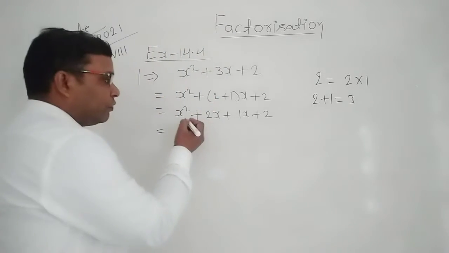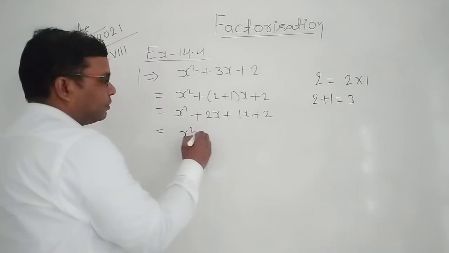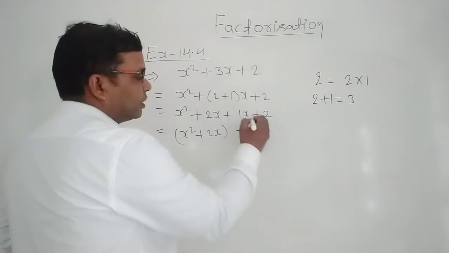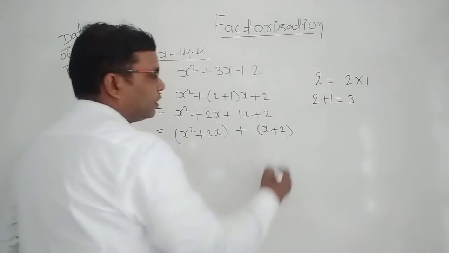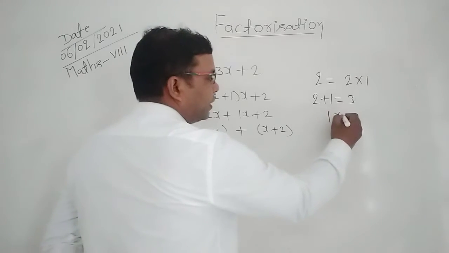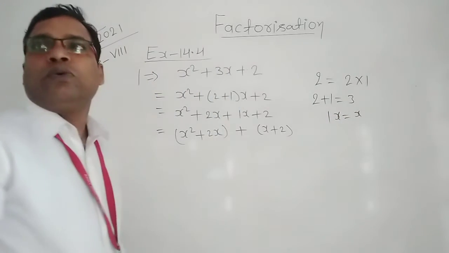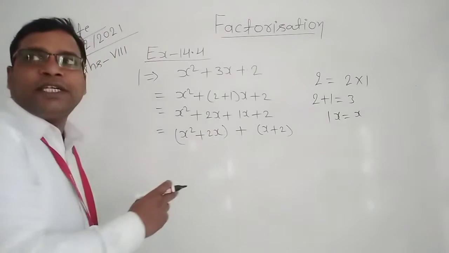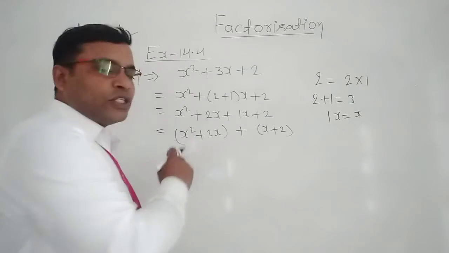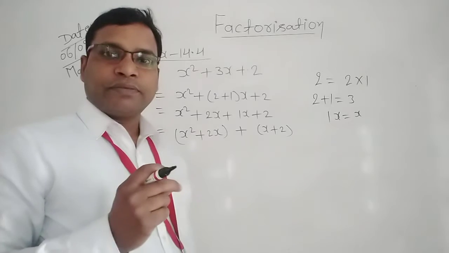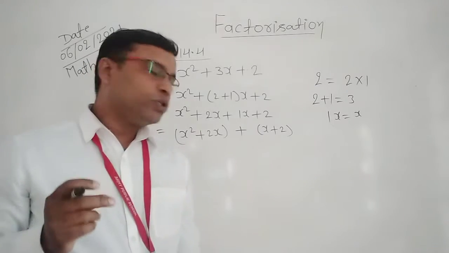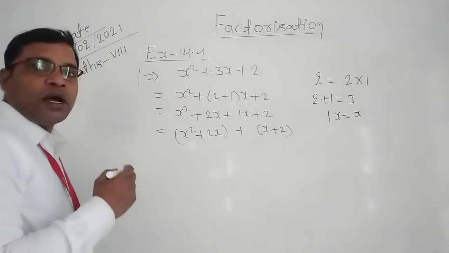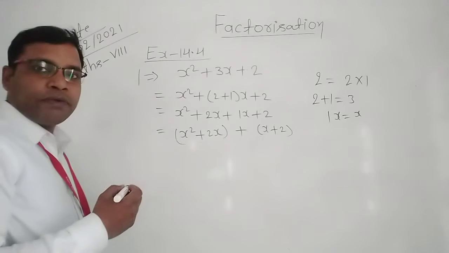So in the first group we take the first two terms, x square plus 2x. This is the first group, and this is the second group, x plus 2. Student, 1x is equal to x, you can see 1x is equal to x. So here in the first group you can see 2x and x square. So how do you take common? If you have any problem, you can express it as the product of irreducible factors. So let's see how we express it as the product of irreducible factors.